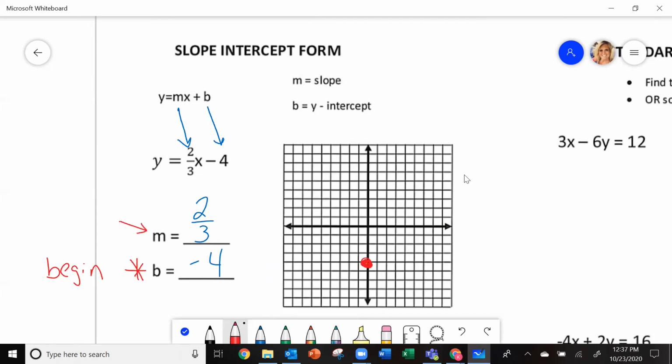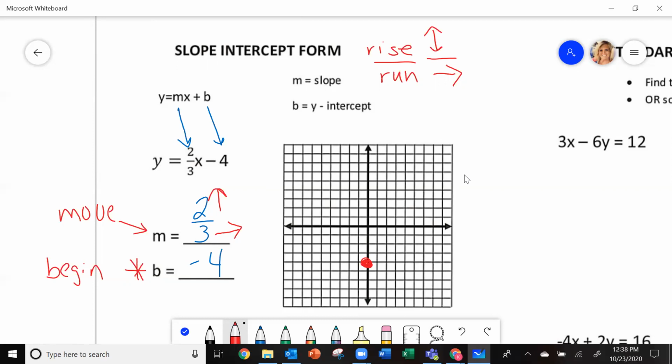The m is going to tell you how to move. Now, slope is rise over run, meaning it's how many up and down over how many across. The 2 on top is going to tell me to go up 2. It's going to tell me to go up because it's positive. If it's negative, it's going to go down. The bottom number, when we start graphing, we are always just going to go to the right. So let's start at our y-intercept and let's go up 2 and to the right 3.